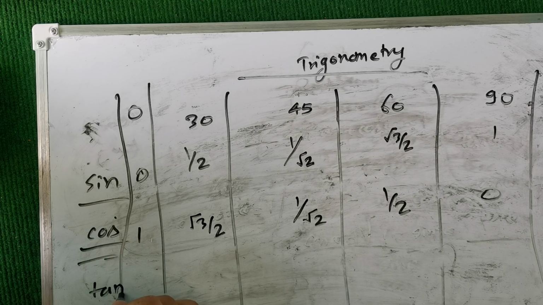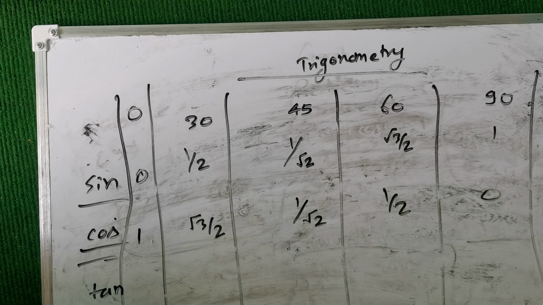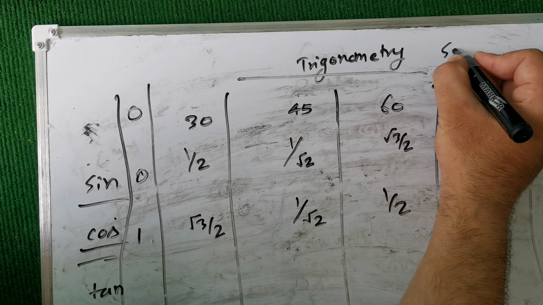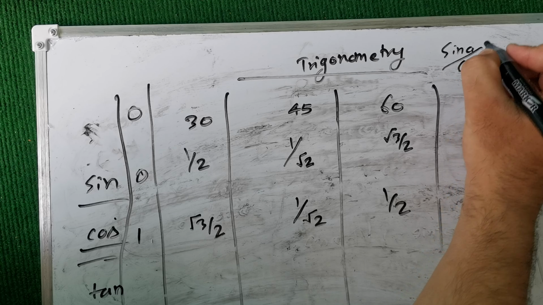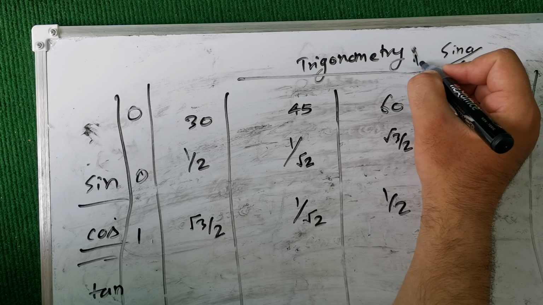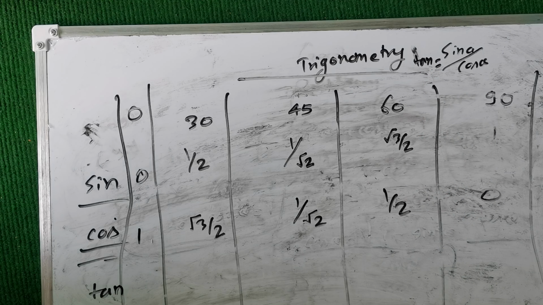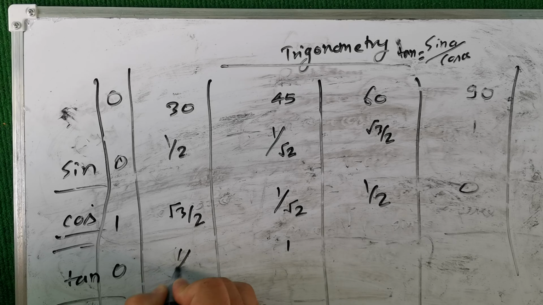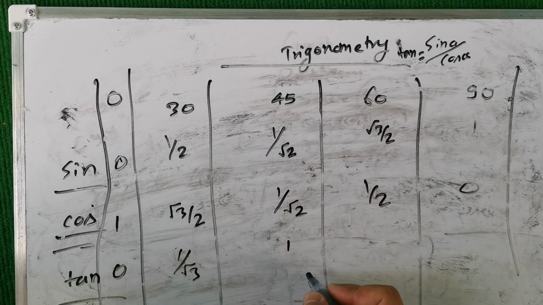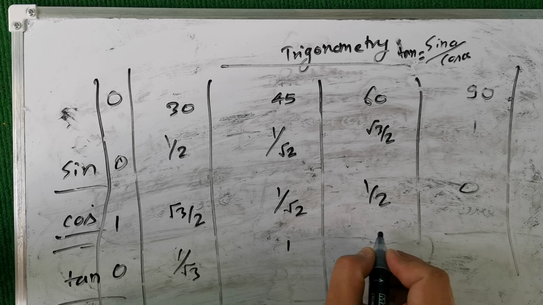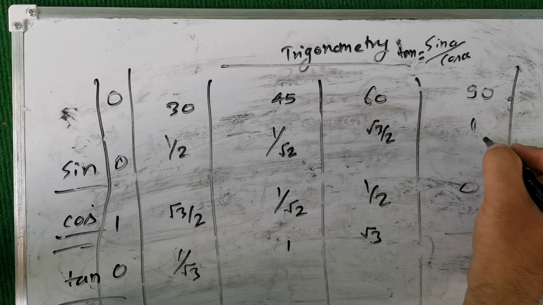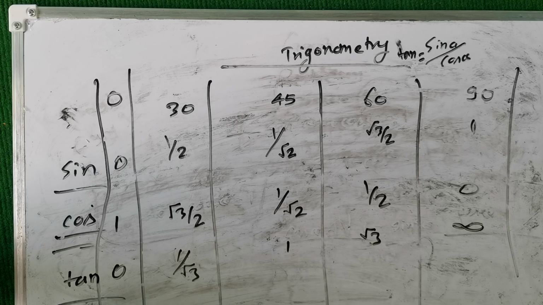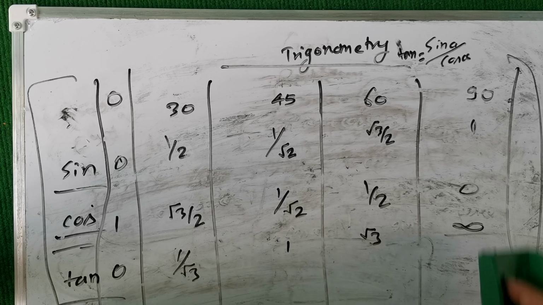And what will be the value of tan? Tan means sine upon cos theta. Sin theta upon cos theta is equal to tan theta. Sorry, here the value will be 1 by root 3. It is 1. And here will be root 3. And 1 by 0 means infinity. Okay, we have to understand this also.